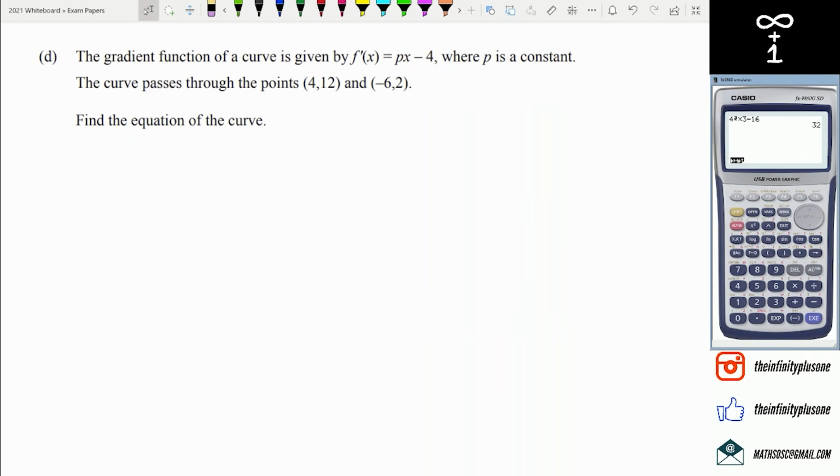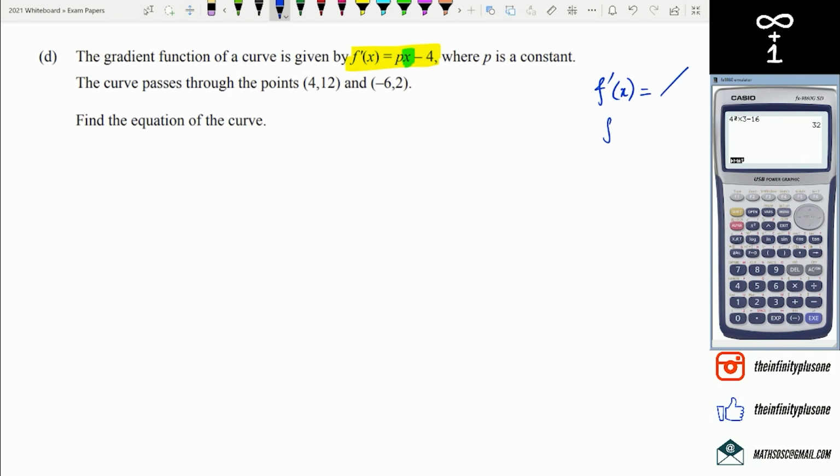With question D, we've been given the gradient function, and P is a constant, and it goes through two points. Basically, this is something to remember. The first thing is, if you look at the gradient function, I'm looking at the power of x. The gradient function is x to the power of 1. In other words, f dash of x is going to be a straight line. I don't know which way it's going, but it's going to be a straight line.